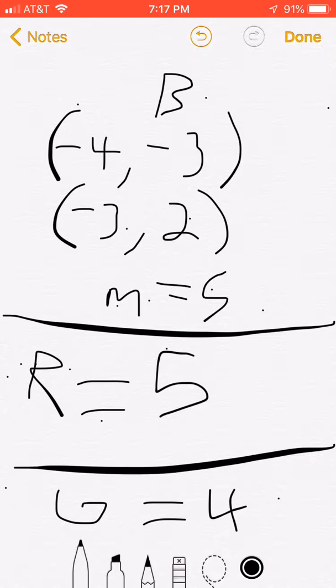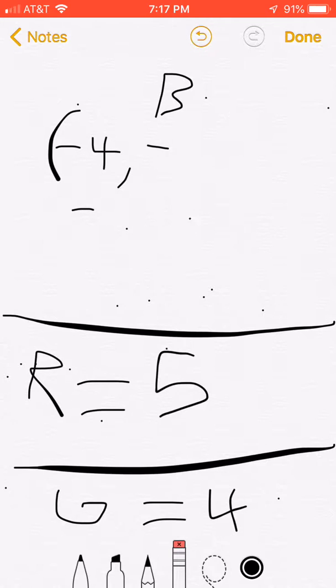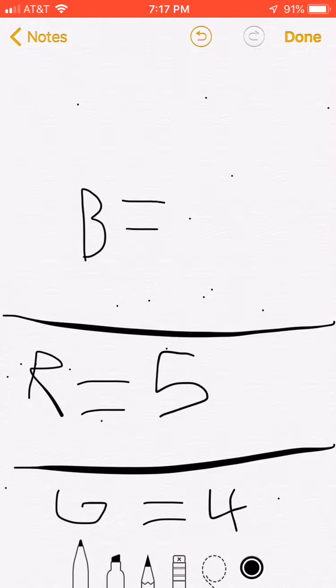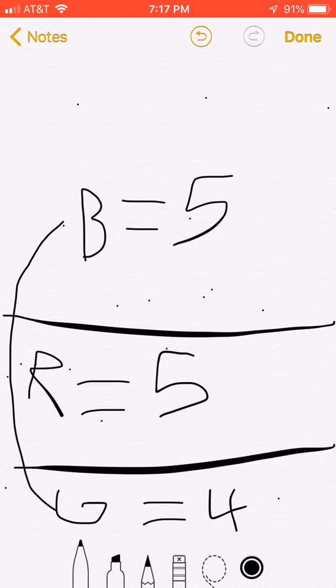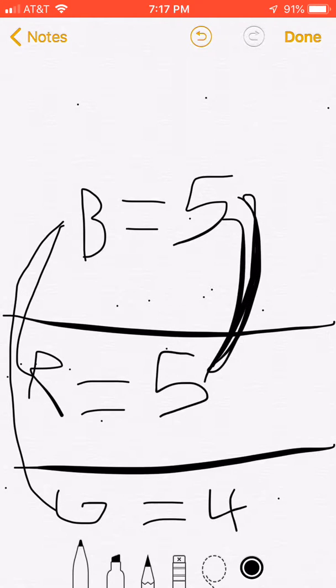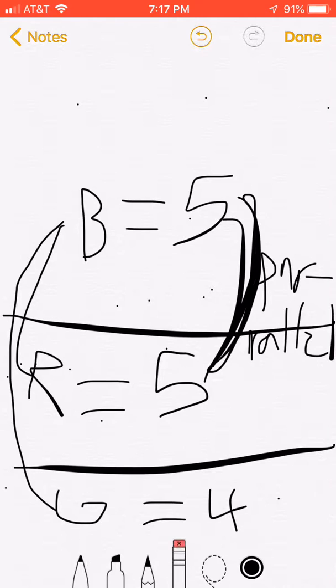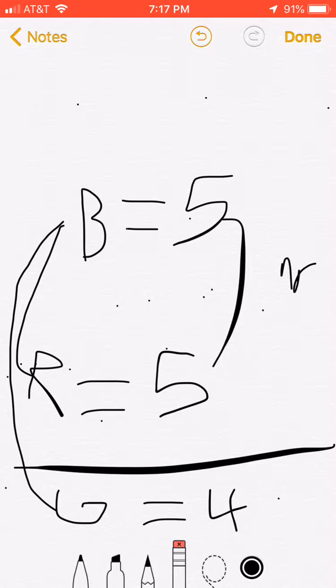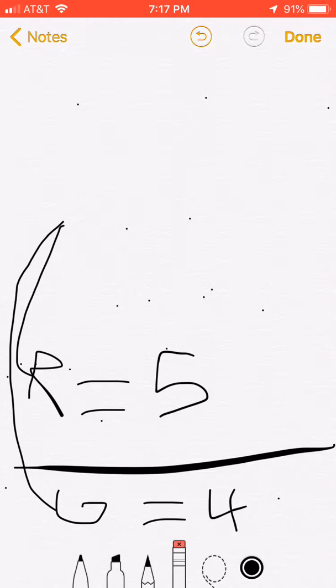And now you can see that the blue line, we can erase all of this. And we can see that the blue line is 5. So now, before the blue line was parallel to the green line. But now the blue line is parallel to the red line, since both of their slopes are the exact same. So they are parallel. So that's how you calculate parallel lines.